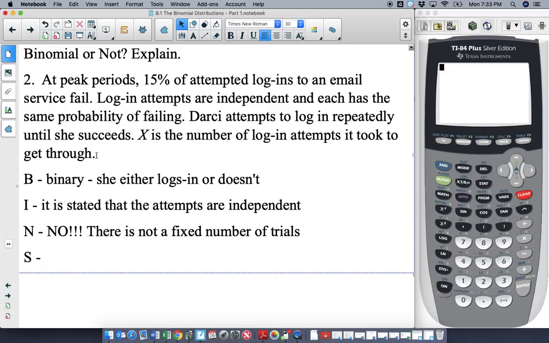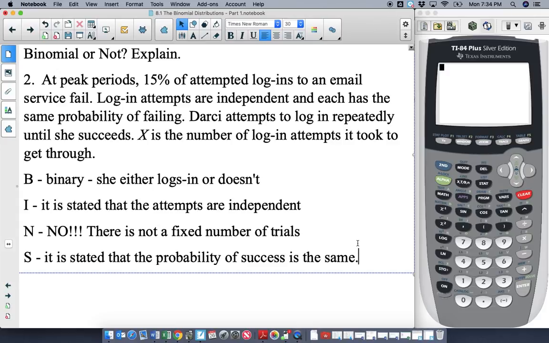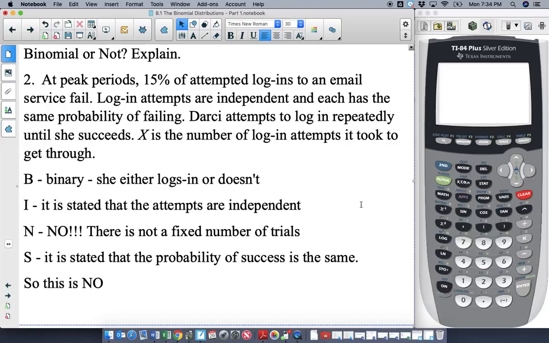For S, it is stated that the probability of success is the same. So this is not a binomial situation.